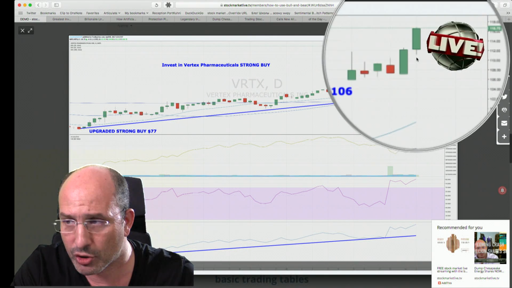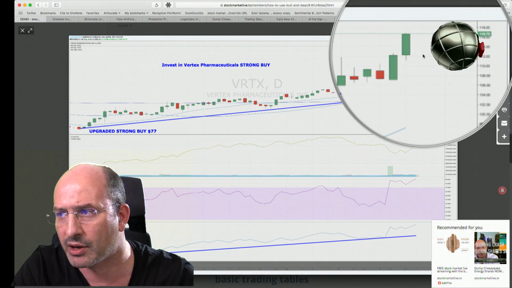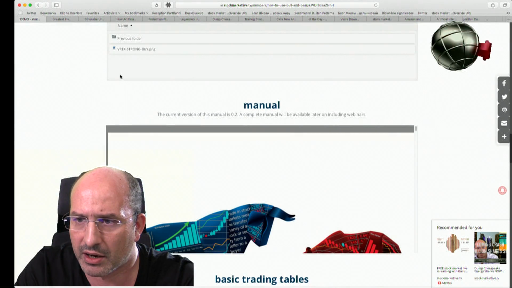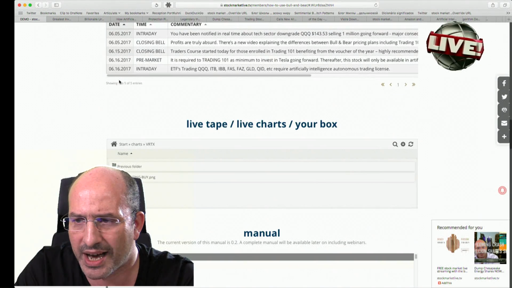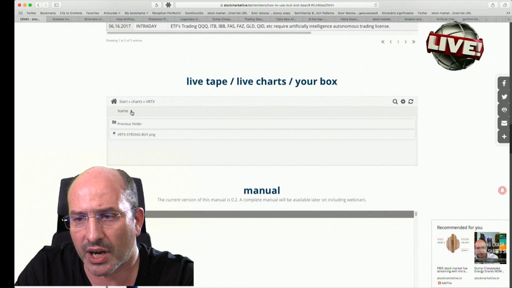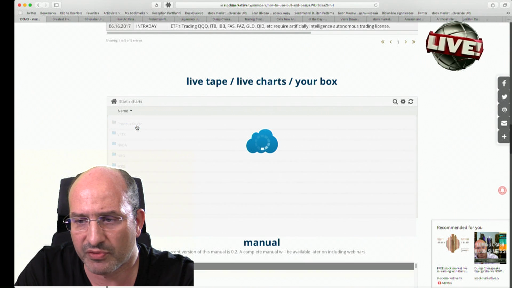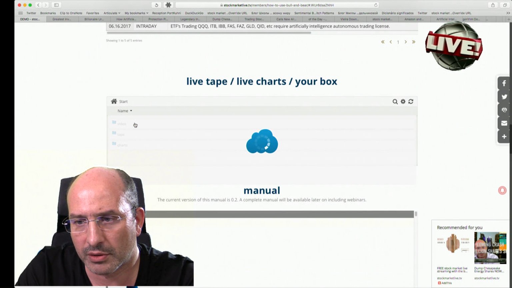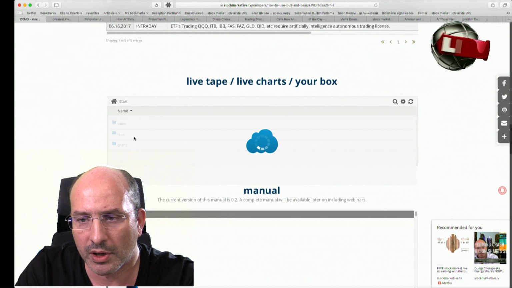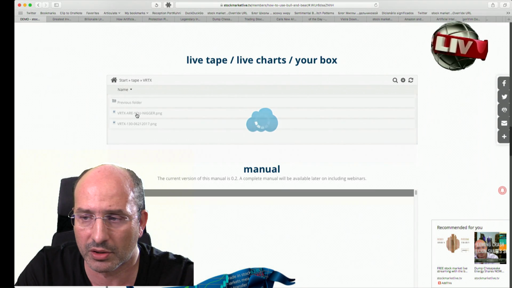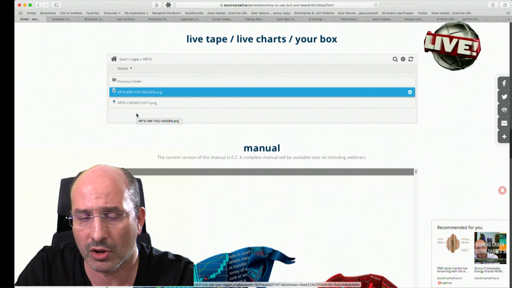I can utilize the zoom function precisely for you to visualize it, okay? $116 today, Vertex Pharmaceuticals. For your reference, we can show you the closing price as of today, which is rather simple because you can navigate here on your box. You can go to the previous folder, basically the root, you click on tape and you have also these screenshots which are rather important to demonstrate not only the accuracy.